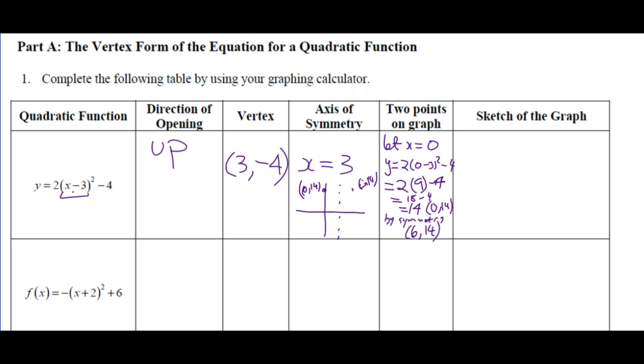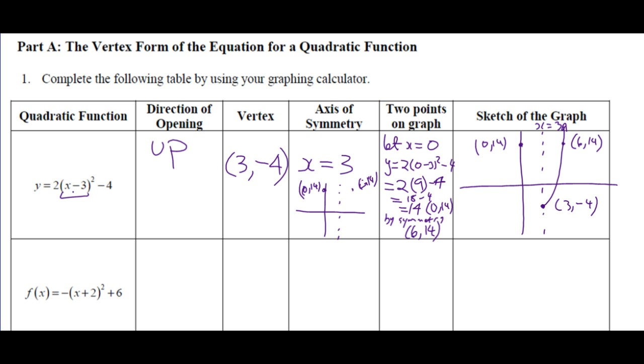And sketch the graph. Oh, I already did that. Well, let's re-sketch the graph. Let's label some things here. We've got x equals 3. We've got the point (0, 14). We've got the point over here by symmetry of (6, 14). We don't know what the x-intercepts are, but we do know that the vertex is at (3, negative 4), so it's on this line.